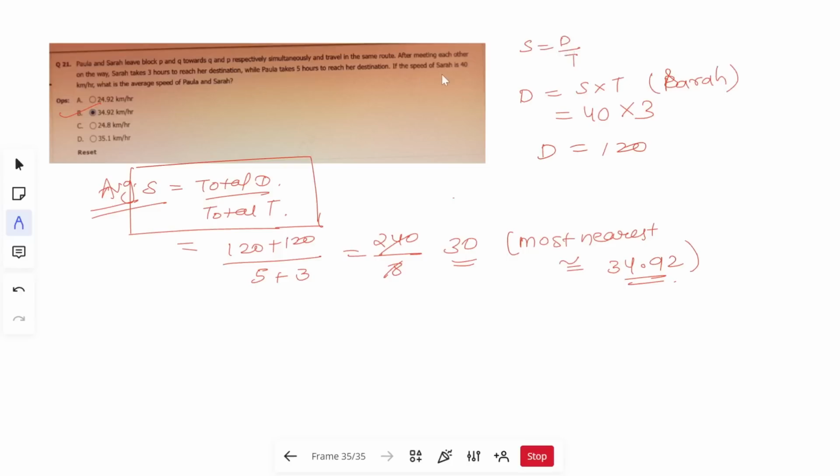Now if you see in the question, the speed of Sarah is given already, right? Speed of Sarah is 40, and we are also given the time taken by Sarah. So the time taken by Sarah is 3 hours. When you solve it, you will get the distance as 120.